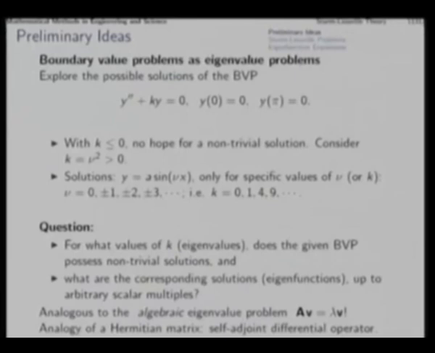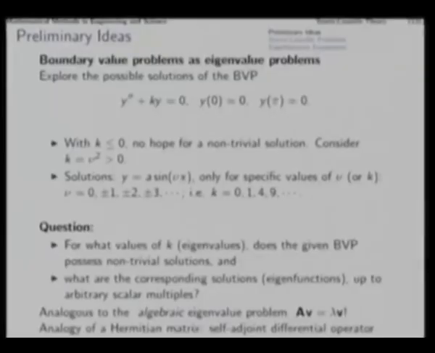And as this particular boundary value problem, framed in the form of an eigenvalue problem in this manner, has a direct resemblance with the algebraic eigenvalue problem, which is this. Similarly, we also have a resemblance of the Hermitian matrix, or in the case of real numbers, the symmetric matrix, with what we call in the literature of differential equations as the self adjoint differential operator. And that is the next preliminary idea that we try to develop before going into the actual Sturm-Liouville theory.